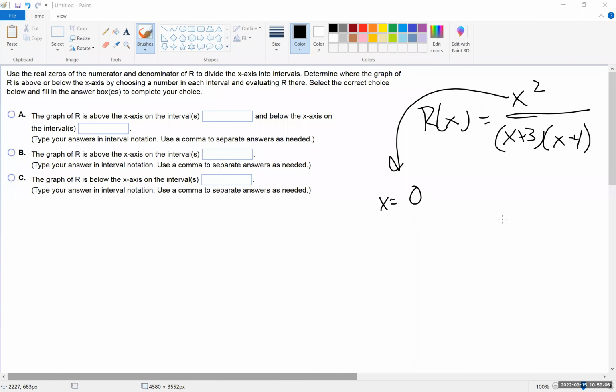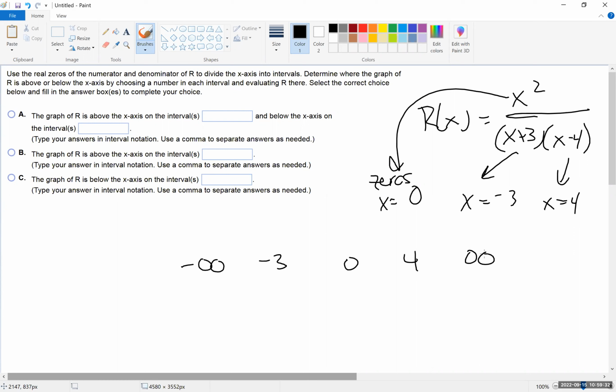So here we've got x equals 0 from the zeros. We call these their x-intercepts also. And then the vertical asymptotes, these are the zeros, then are going to be x equals negative 3. We got that before. And then we got x equals 4. So we're going to have intervals here from negative infinity to negative 3, to 0, 4 to infinity. These are all the possible intervals.